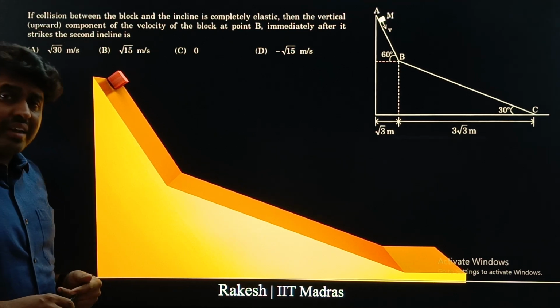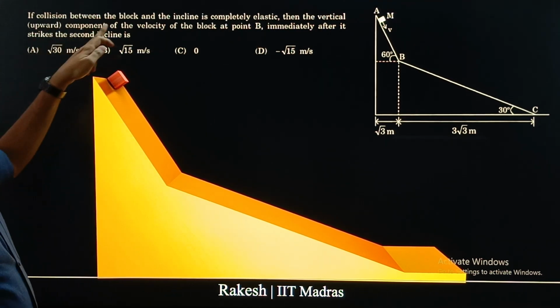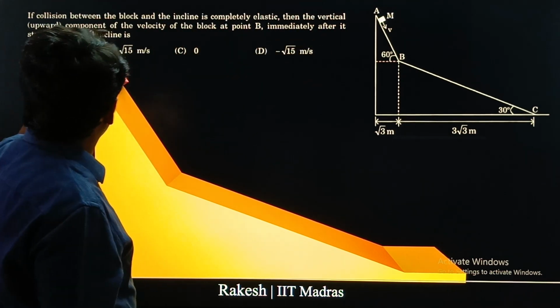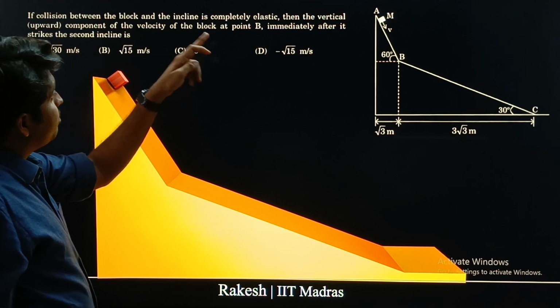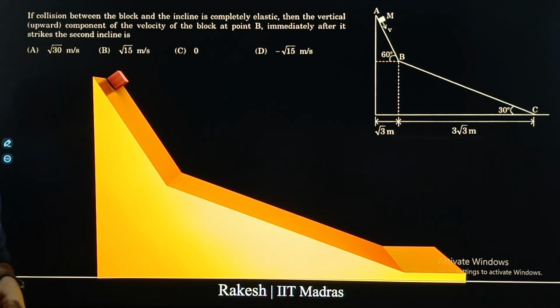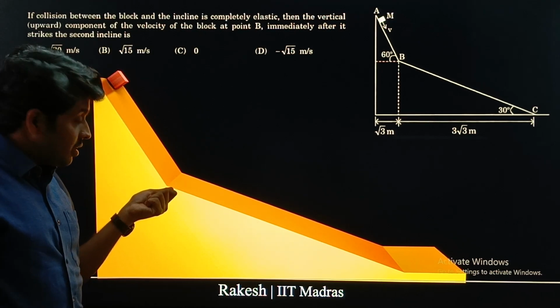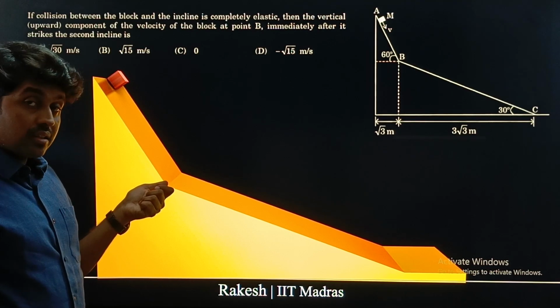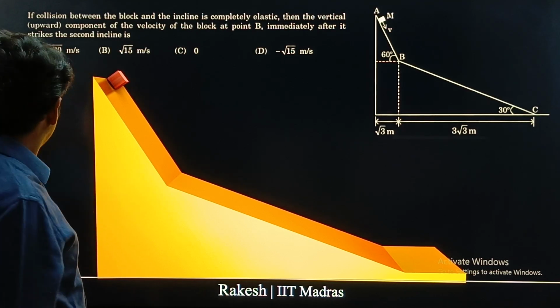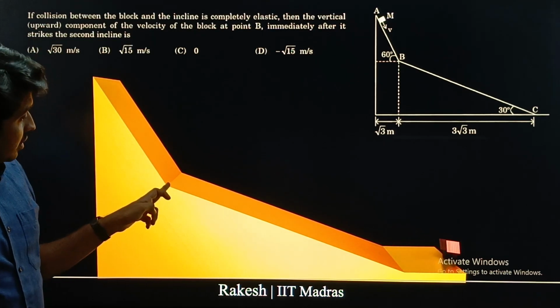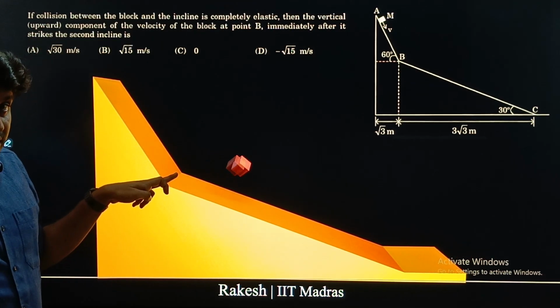Let us come to the next part. If collision between the block and the incline is completely elastic, then the vertical component of velocity of block at point B immediately after it strikes the second incline. See, in the first question he said here the impact is completely inelastic. Now he is saying that it is elastic. Okay, so the block is coming here, here it is elastic.